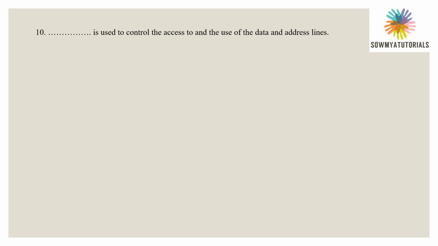Question number 10. Dash is used to control access to and the use of data and address lines. Options are option A, data bus, option B, address bus, option C, control bus, and option D is none of these. So already I told you the definitions.